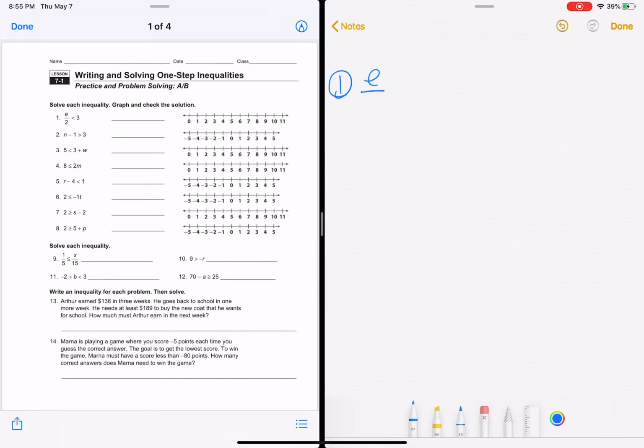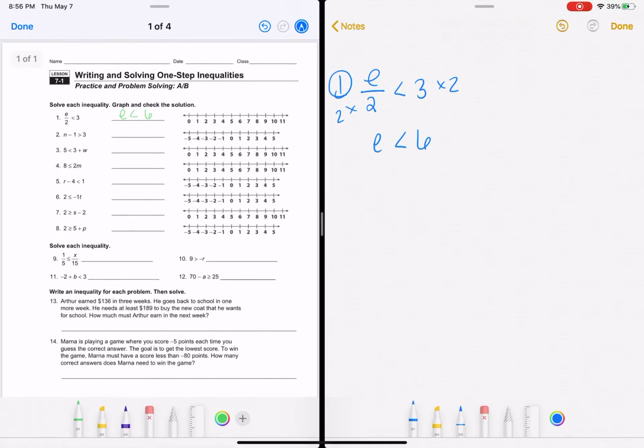we have e over 2 is less than 3. So to undo division, we're going to multiply both sides by 2. And we have e is less than 6. So since it's less than, we have an open circle, and it's less than 6, so we're going to the left.